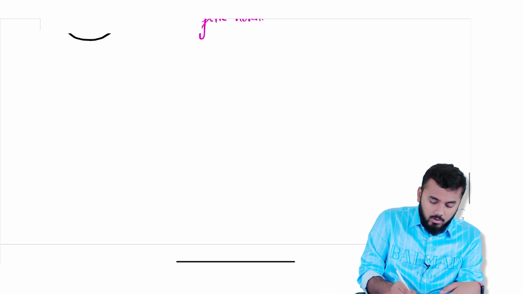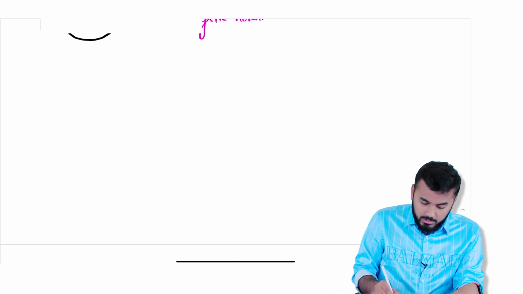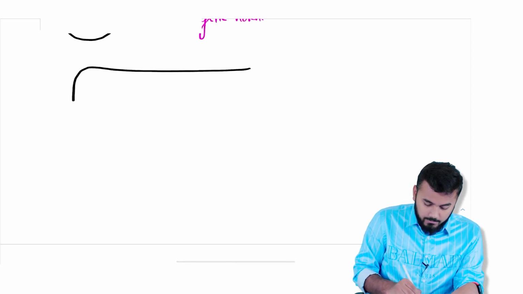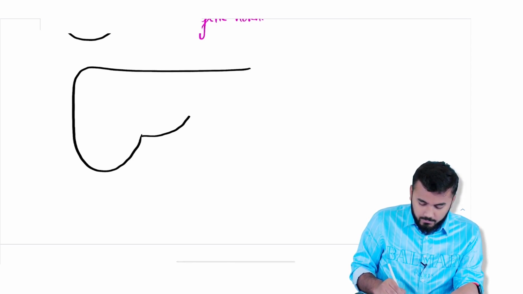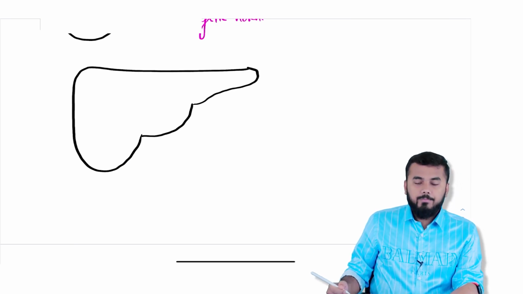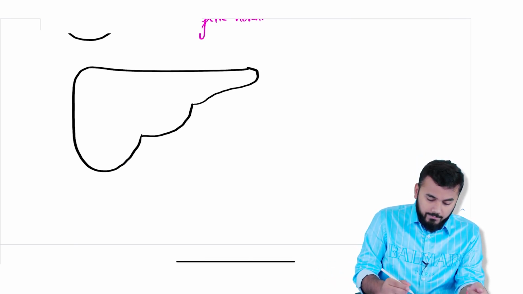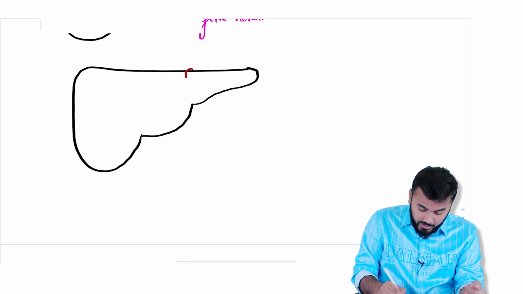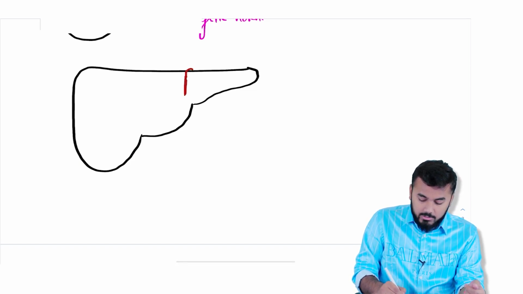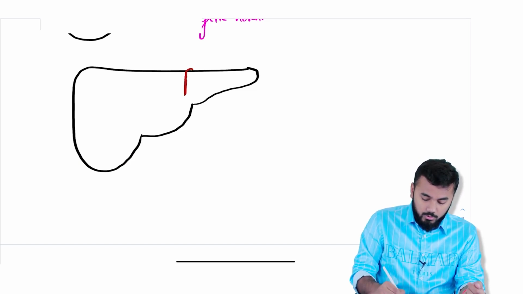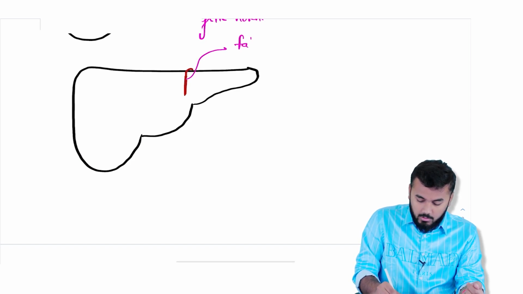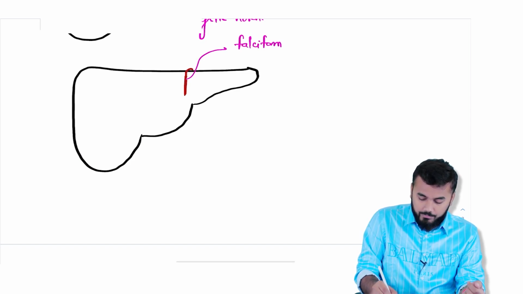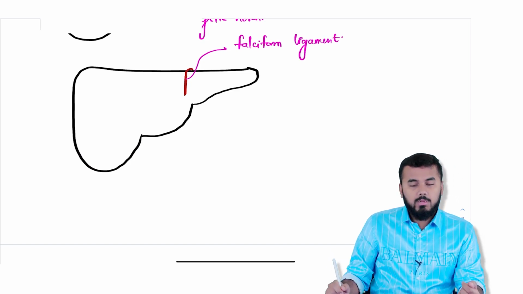Okay, now look here all the way. Now this is very important, guys, just concentrate here. Right, all of you know that we have got a ligament that is coming down all the way, right? We have got a ligament from the back side, it is coming to the front of the liver, you see. So this ligament is called as falciform ligament, I told you.